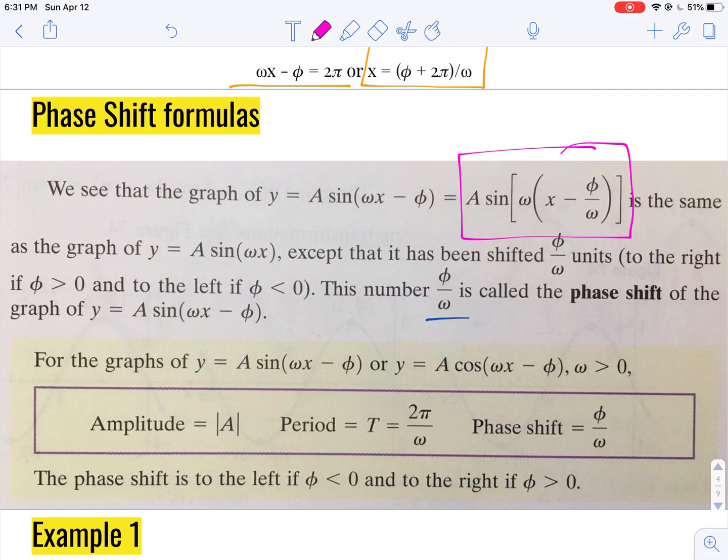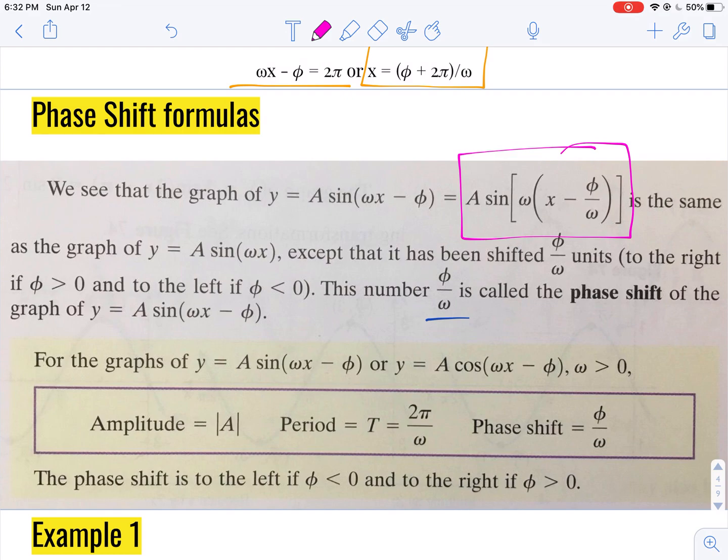We call the number phi over omega the phase shift. You've already heard me say this a million times, but this is where the book finally breaks down and says phi over omega is the value of our phase shift. And what is a phase shift? That's a horizontal shift, but again, we create a new terminology when we're in trig graphs because we're looking at something a little bit different for trig. So now we have all of this information.